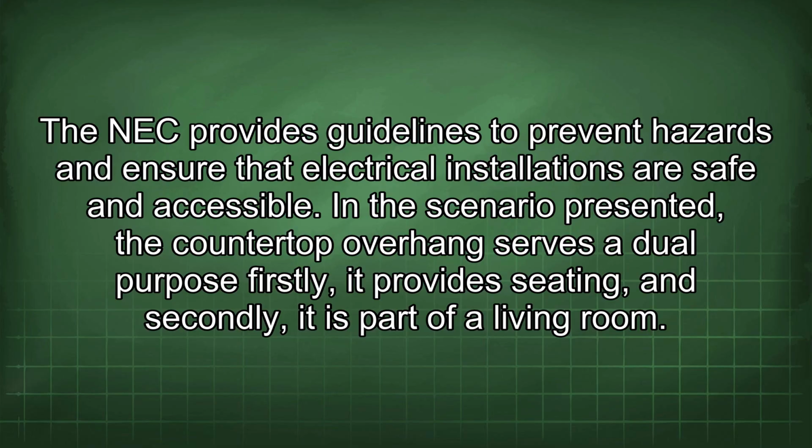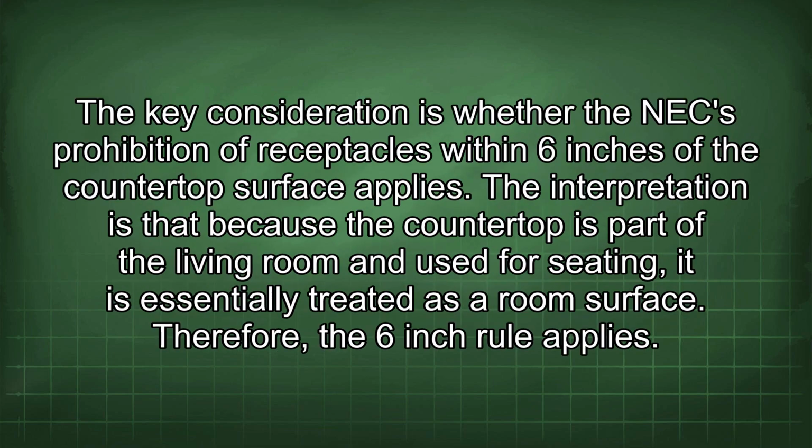In the scenario presented, the countertop overhang serves a dual purpose. Firstly, it provides seating, and secondly, it is part of a living room. The key consideration is whether the NEC prohibition of receptacles within 6 inches of the countertop surface applies. The interpretation is that because the countertop is part of the living room and used for seating, it is essentially treated as a room surface. Therefore, the 6-inch rule applies.